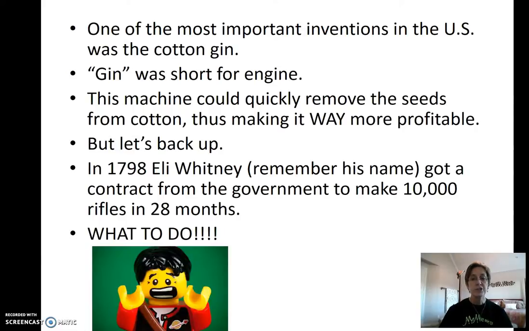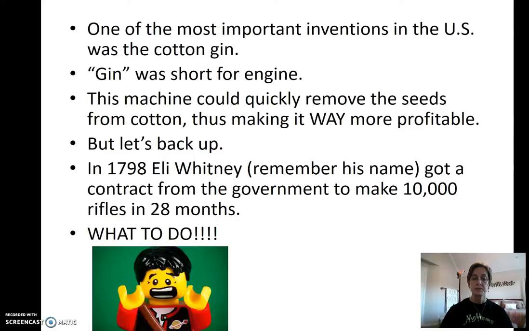One of the most important inventions in the United States was the cotton gin. Gin is short for engine, all right? Cotton engine, meaning that this is something that made things happen quickly, okay? An engine was something that made things happen quickly. It could quickly remove seeds from cotton, making it way more profitable.